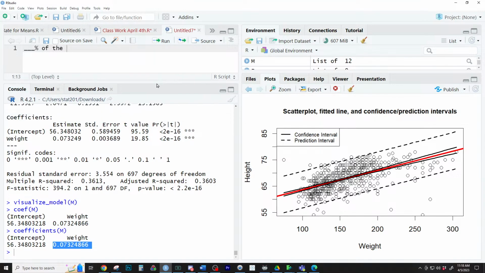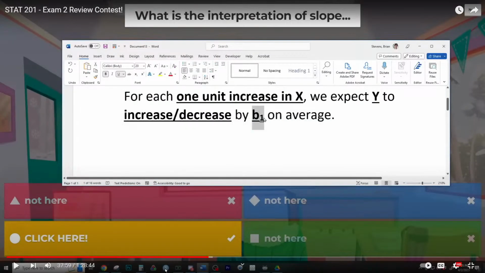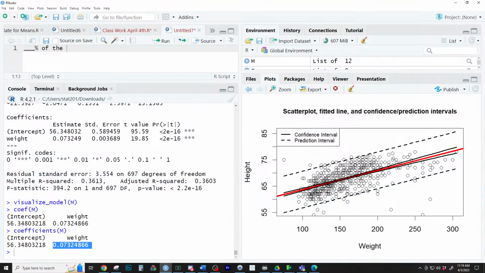Now think about this. How would you interpret this for each 1 unit increase in x? We have to change that to whatever the context is. We expect y, with the context there, to increase or decrease. We'll know whether the slope is positive or negative by b1 on average. So have this written down. Try filling it out right here. What would you write? This is good practice. Remember this for test 3.